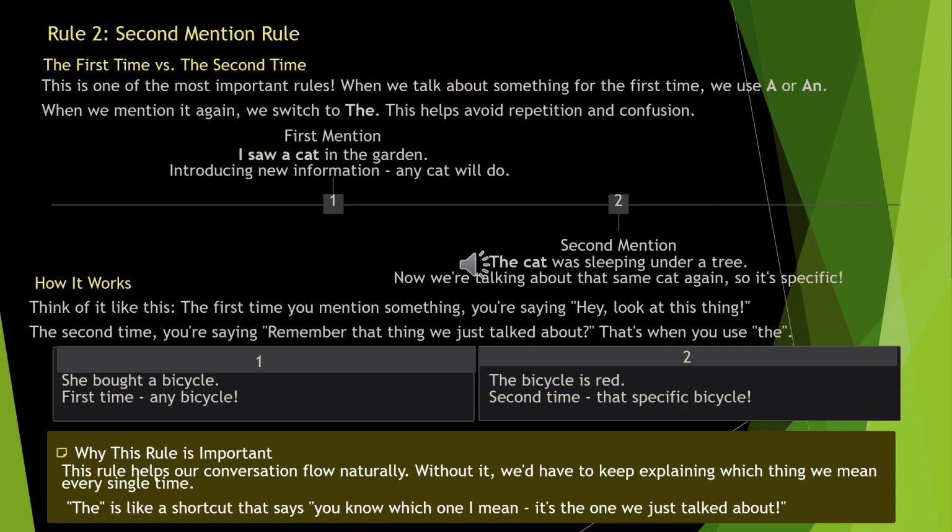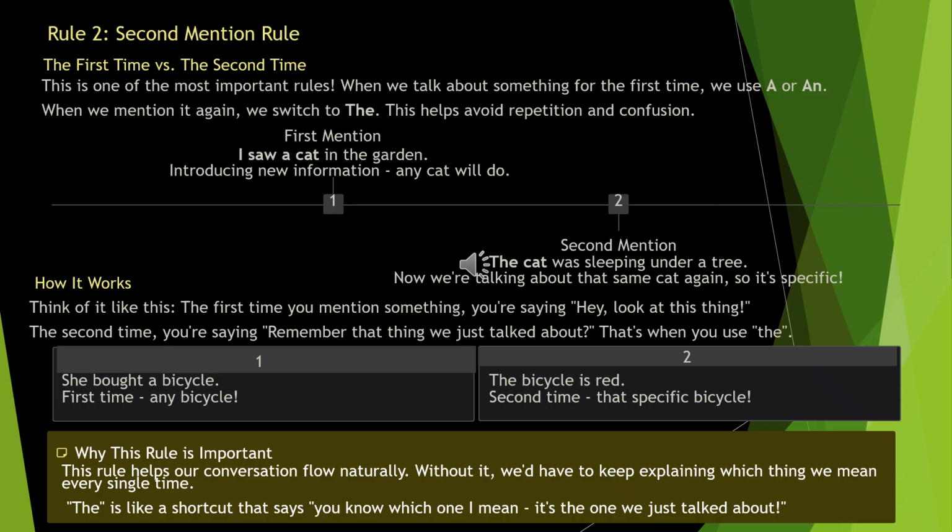First mention. I saw a cat in the garden. Introducing new information, any cat will do. Second mention. The cat was sleeping under a tree. Now we are talking about the same cat again, so it is specific. How it works? Think of it like this. The first time you mention something, you are saying, hey, look at this thing. The second time you are saying, remember that thing we just talked about. That is when you use the.